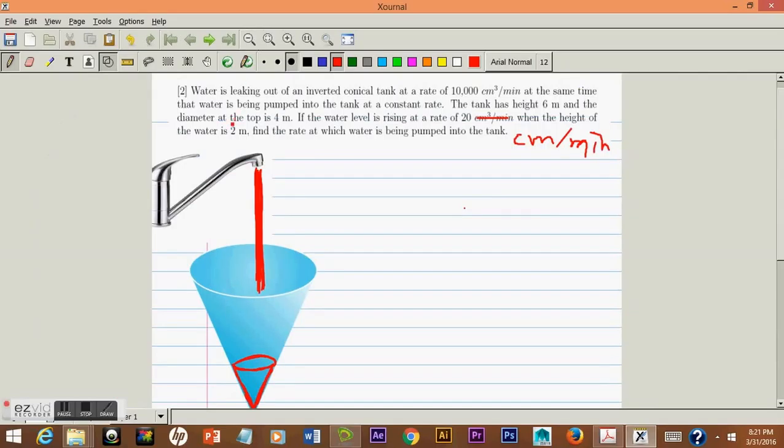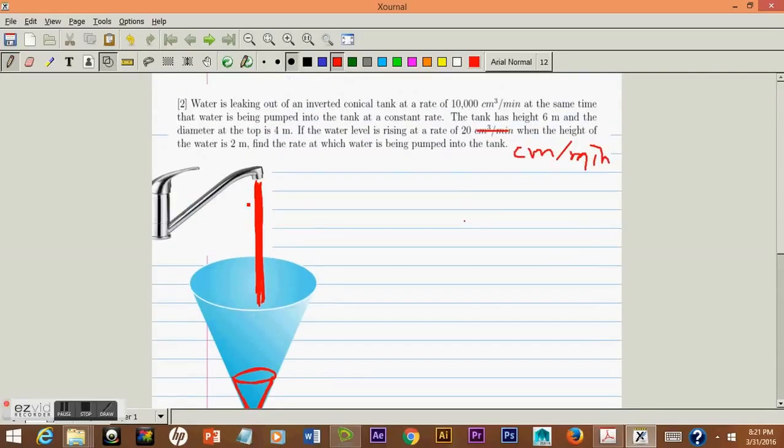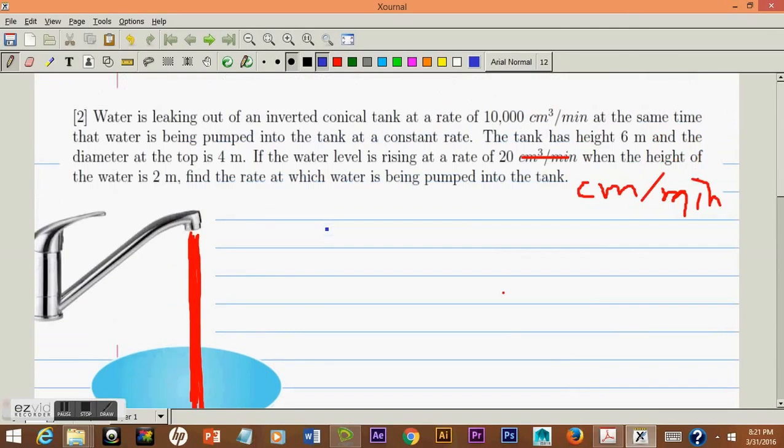Then we'll zoom out. Then we have to write some definitions. So if you read the question, water is leaking from an inverted conical tank at a rate of 100 centimeter cube. At the same time, the water is being pumped into the tank at a constant rate. The tank has a height of 6 meters and a diameter of 4 meters. Okay, then we have to zoom in and write a definition.